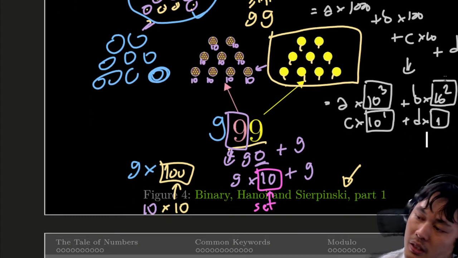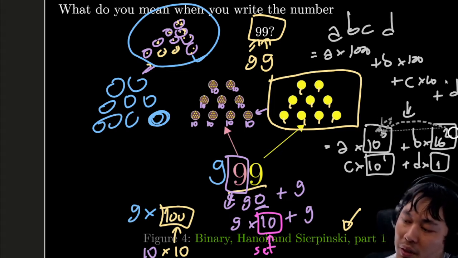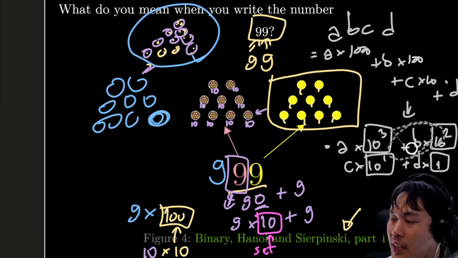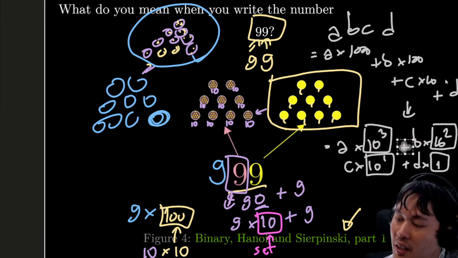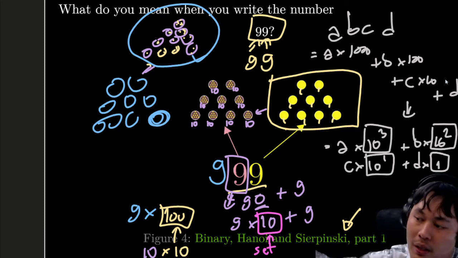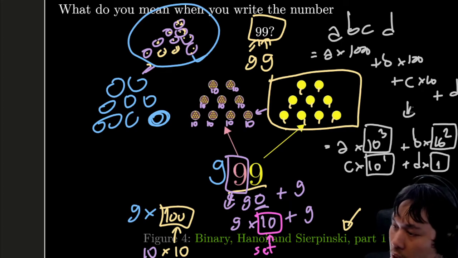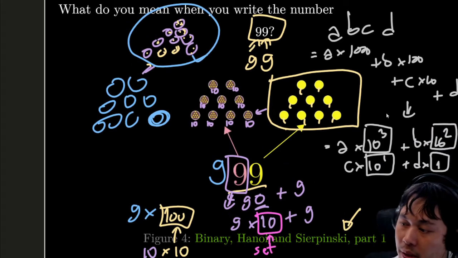But that's what is behind the base 10 numbers that we use every day. We know 1,000, 100, 10, but what they actually mean is they are powers of 10: 10 to the power of 2, 10 to the power of 3, 10 to the power of 4, and so on and so forth. So that's the numbers behind base 10.